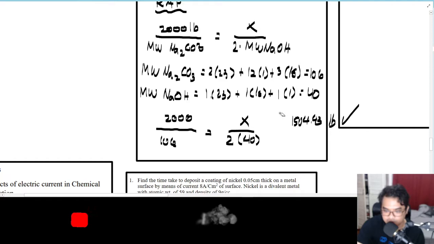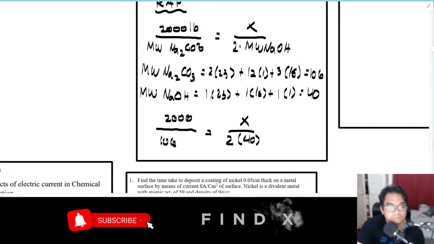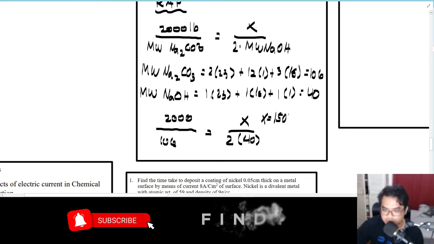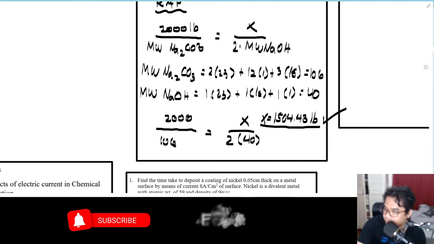Okay, let's just write this. Therefore, x is equal to 1503. No, 4.43 pounds. And this will be your answer. Okay, so let's move on to the next number.